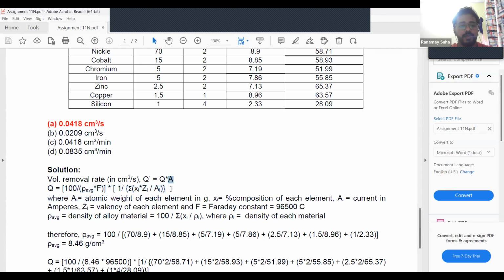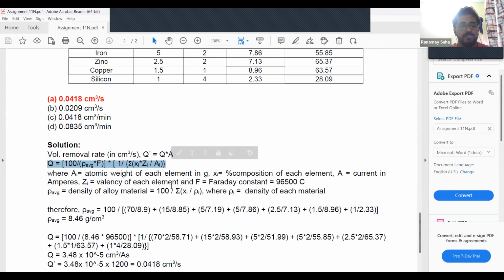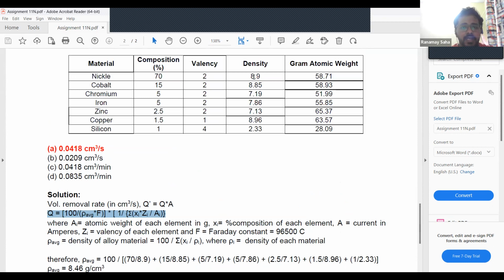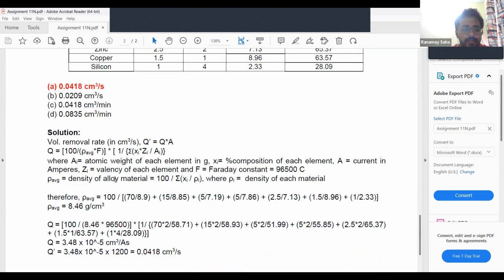Okay, I hope you could have solved this problem too. First, you find your average density. Okay, so individual densities are given in this table. This particular density column you can see, and from that you find out the average density. Plug in the value of that in the equation for material removal.